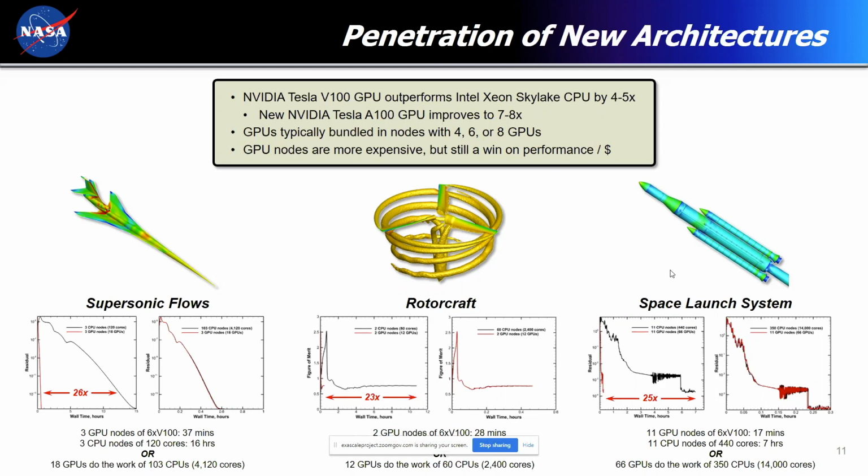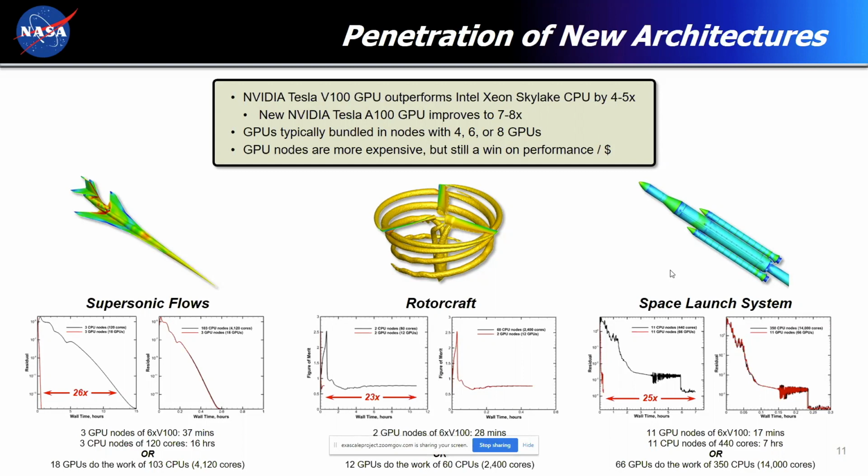And so what I've got here are 3 typical application spaces where we've been able to move into these spaces a little bit with GPUs: supersonics, rotorcraft, and space launch. I've got a pair of plots under each figure. The one on the left is a node-to-node comparison. So how do 3 GPU nodes stack up against 3 CPU nodes, for example? Obviously this isn't a very fair fight, since a GPU node typically has a number of GPUs on it, so it's really not fair to put those head to head, but nominally you see about a 25x speedup there, Xeon versus, in this case, 6 V100s.